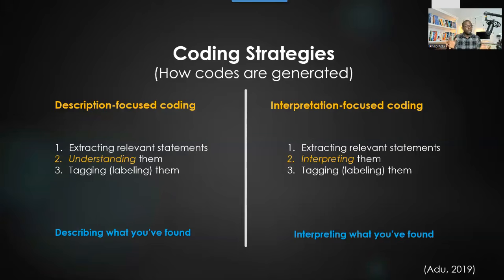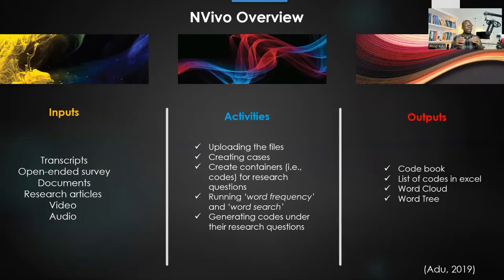Sometimes you may use the two of them. So you just have to decide which one is the best, or if you want to use them and help you to address your research question, that would be awesome if you can do that. And also my book talks a lot about in what situation you can use interpretation focused coding or description focused coding. Now that we understand what is coding, what is qualitative analysis, different types of qualitative analysis, different types of coding, now let's move on and talk about NVivo.